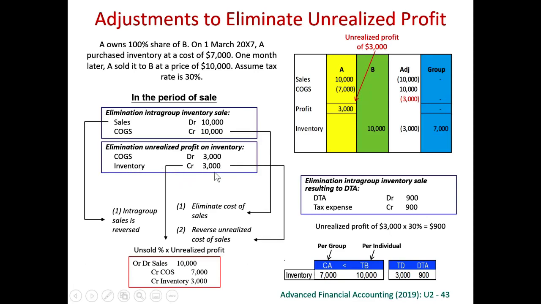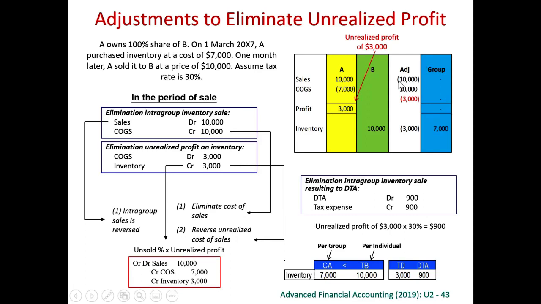Whenever you credit inventory, you need to debit cost of goods sold, because cost of goods sold is opening inventory plus purchase minus closing inventory. Now you are crediting the closing inventory. Therefore, if the closing inventory is smaller, cost of goods sold should be bigger. So you should credit inventory and debit cost of goods sold. Very often, we may combine these two journal entries into one. If we combine them, basically you are debiting sales, crediting inventory, and crediting cost of goods sold.